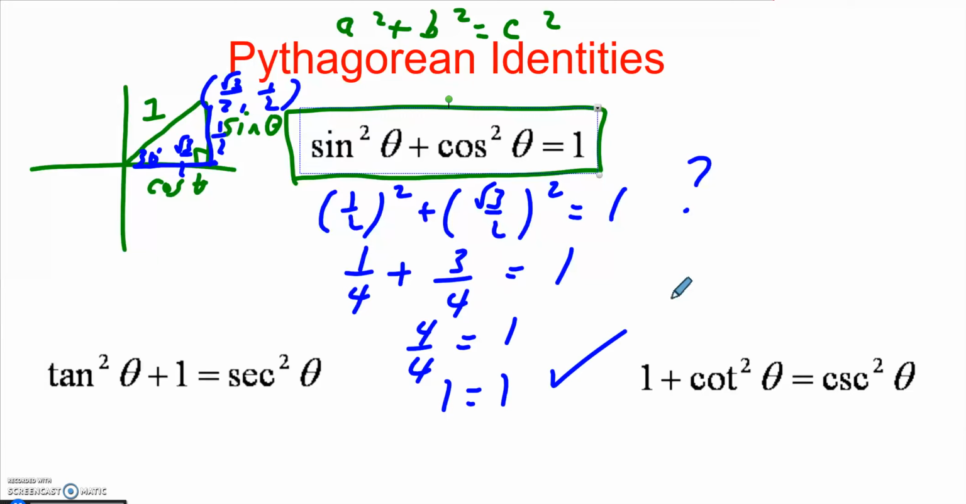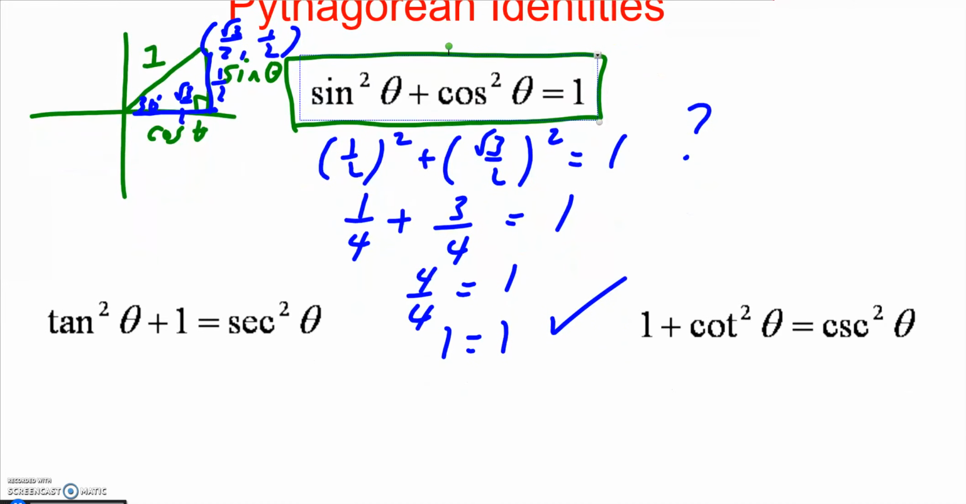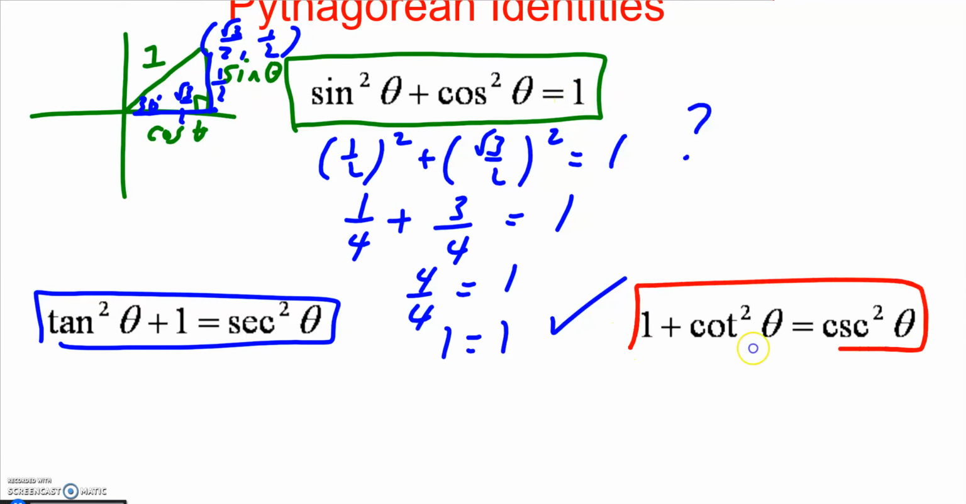Something else that does hold true are the two identities down here, and both of these identities are versions of this original sine² plus cosine² equals 1. Now, it's tempting to say, oh, another thing to memorize. The good news is that you don't technically have to memorize these because they both involve a similar process from the original.